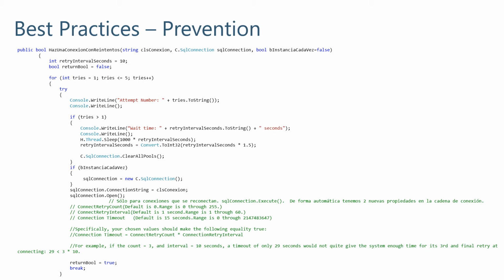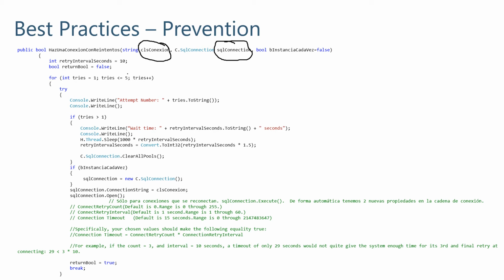This is one example about the retry logic. We are going to explain it later in a demo, but in this case, for example, this is a function in C#. This is the connection string that I send in this connection. This is the object in SQL connection. So what is the process? The process is very simple.